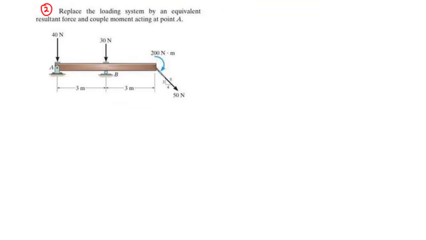Also for question 2, we are going to replace the loading system by an equivalent resultant force and couple moment acting at point A. So quickly, let's call this F1, F2, and then F3. Now F1 and then F2 are acting vertically downwards. So we have this to be F1 equals 40 newtons, F2 30 newtons, and then we have F3 to be 50 newtons.